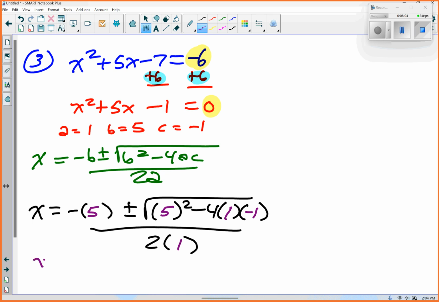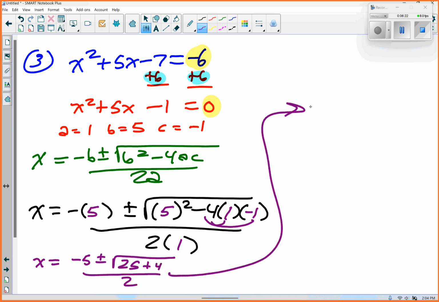All right. So negative parentheses 5 is -5 plus or minus 25. -4 times 1 is -4. -4 times -1 is +4, over 2. So bring this upstairs. Simplify. 25 plus 4 is 29.